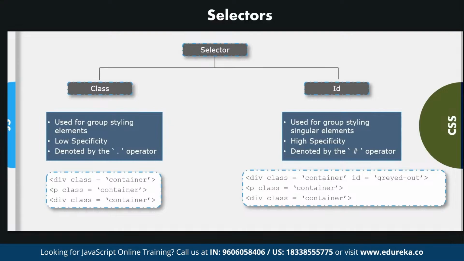Now, there are two major attributes that are used to select tags, that is classes and IDs. Classes are used to select a group of objects or tags, while IDs are used to select a particular element of a web page. While these are two basic selectors, there are a lot of selectors and you can have a look at them in the documentation of CSS selectors. Just remember that when you're selecting a class to style, we use the dot operator followed by the name of the class, and for IDs, we use the hash operator followed by the name of the ID.